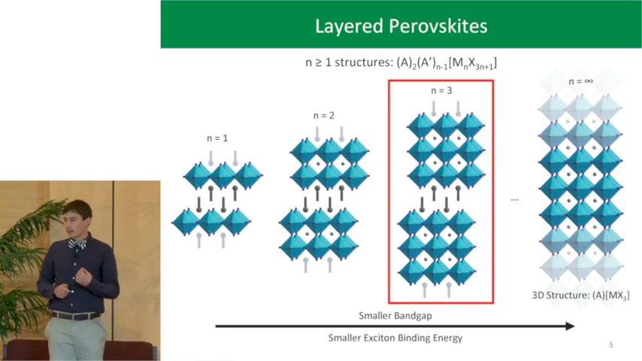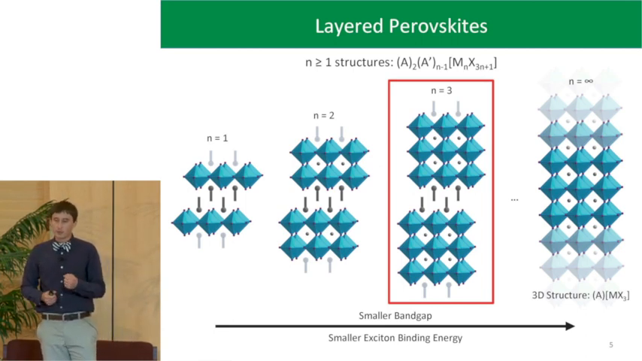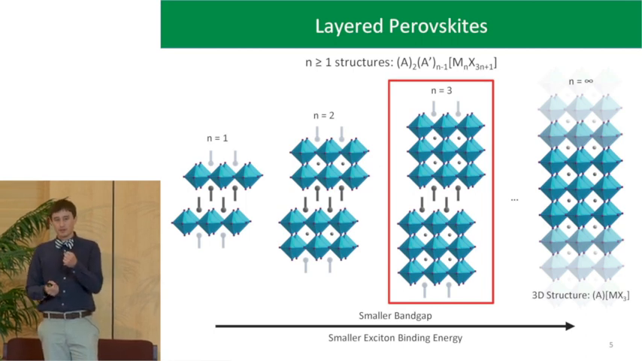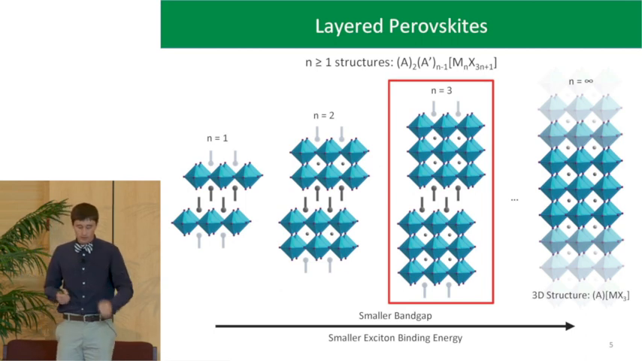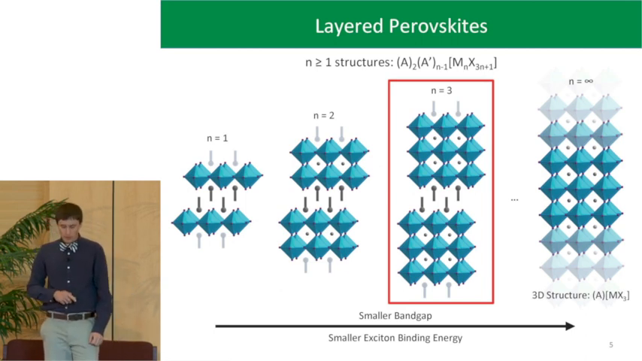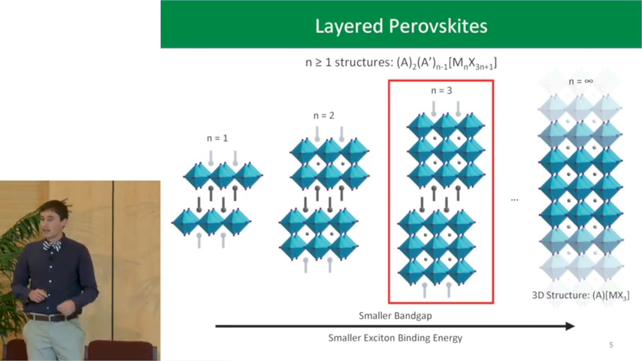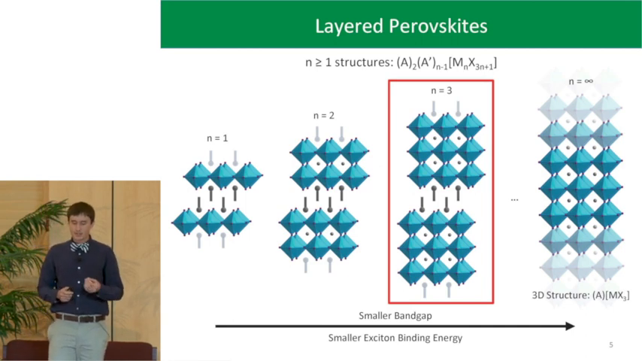Also, the exciton binding energy increases. So therefore, when you create a hole and electron pair in the material, it's much harder to separate those and do work using the device. And so we decided to explore the N=3 material because this is a nice intermediate between the two extremes.